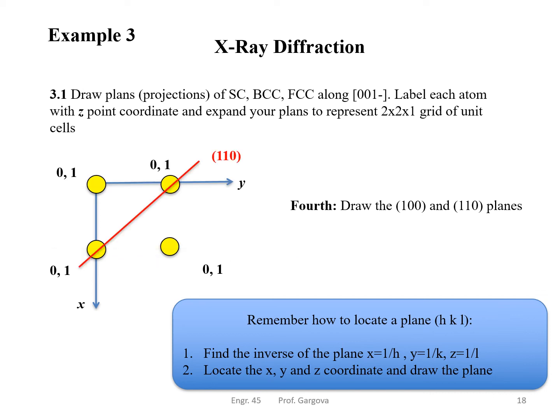The same goes with the 1, 1, 0 plane. To locate the plane at 1, 1, 0, we would find the inverse, and the X direction has to be 1 over 1. So in the X direction, we move by 1, and then the Y would be 1 over K, which is 1 over 1, which would also be 1. And then Z is 0, the L is 0, so Z is 1 over 0, which would be infinity.